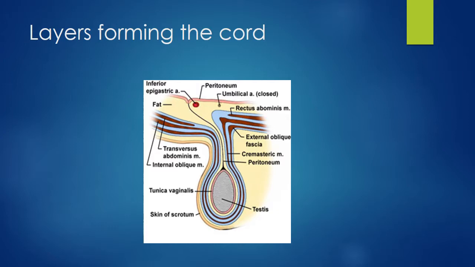At this point, it is essential to understand the contents of the cord. The cord mainly has the vas deferens, the testicular vessels, the pampiniform plexus of veins, the lymphatics, and two important nerves: the genital branch of the genitofemoral nerve, which enters it through the internal ring, and the ilioinguinal nerve, which enters the cord by coming through the internal oblique a little anterior to the internal ring.